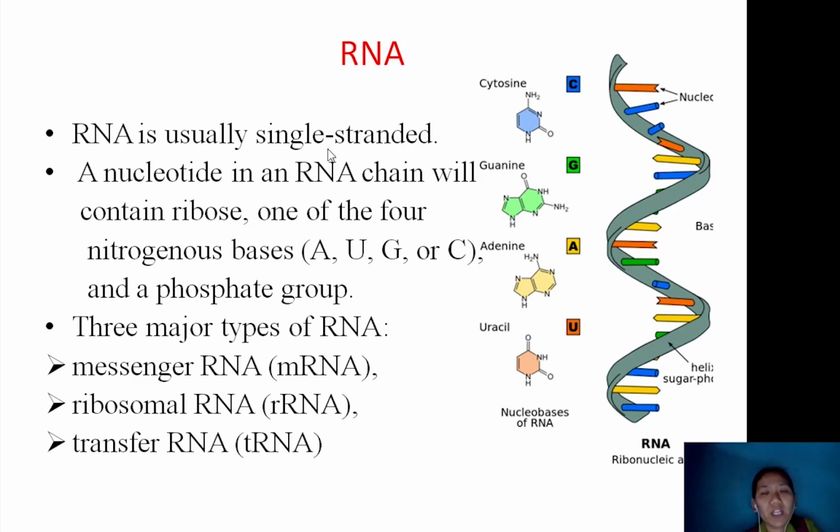Now these RNAs function in various forms. There are 3 different types of RNA: messenger RNA, which carries the information from the DNA; ribosomal RNA, which acts as a structural RNA; and transfer RNA. These are the 3 major types of RNA. But in some viruses, RNA also acts as genetic material. Such a virus we call a retrovirus, for example HIV.